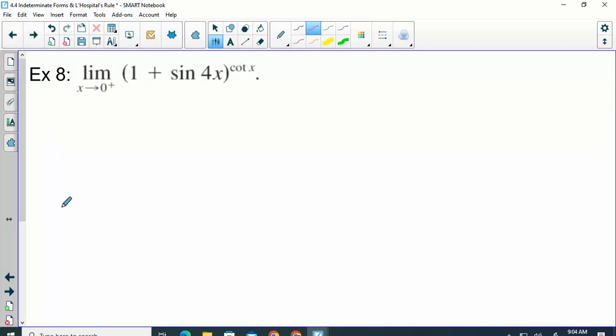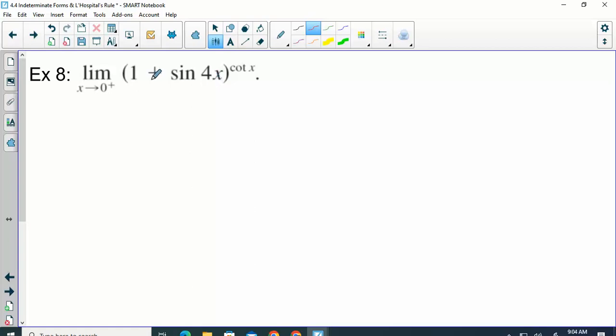So let's look at one. I want the limit as x approaches 0 from the right of 1 over sine of 4x, to the cotangent x. The very first thing, you can't just assume that something's indeterminate. We need to look at it and actually decide. So if I put in a 0, what is the sine of 0?